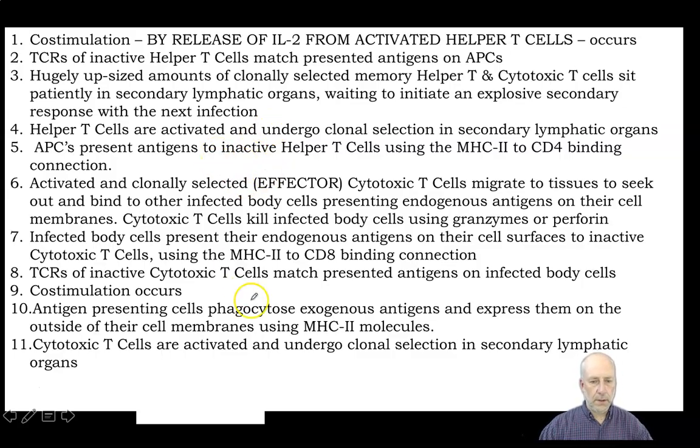Here we go. All right. Number 10 will be 1. Antigen-presenting cells phagocytose exogenous antigens and express them on the outside of their cell membranes using MHC2. That MHC2 is going to bind to CD4 binding. So APCs present the antigens to inactive helper T cells using that MHC2 CD4 binding connection.